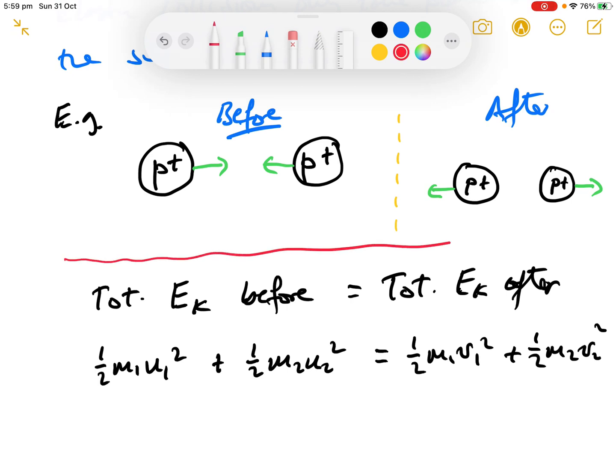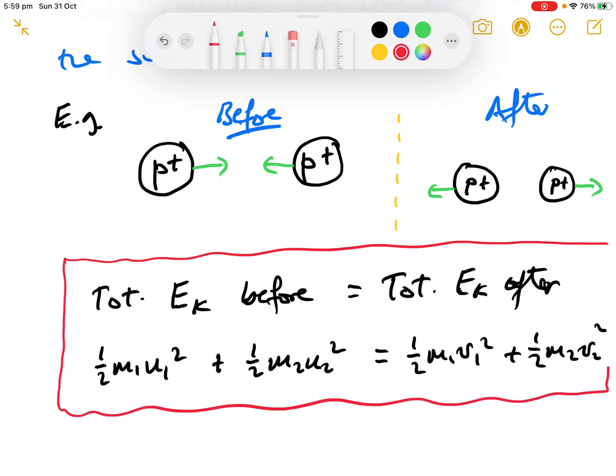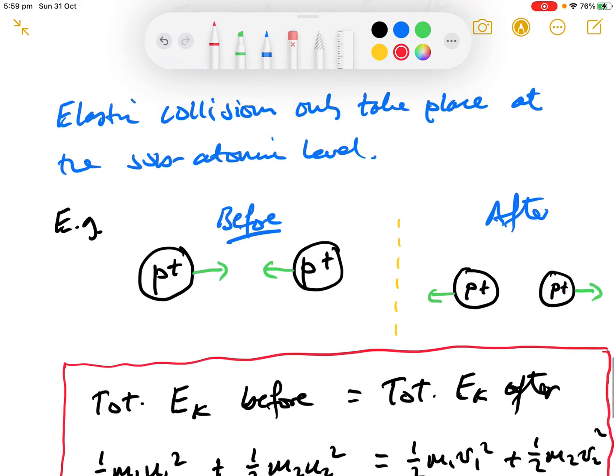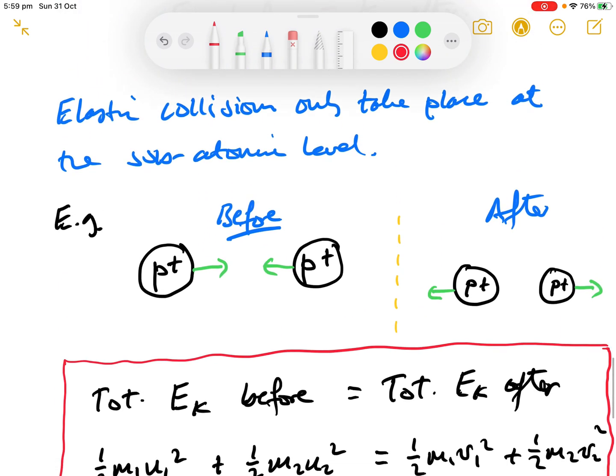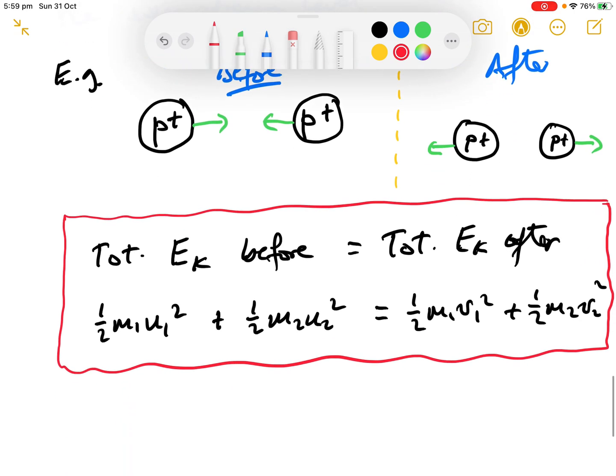Okay, so that would only be the case in a perfectly elastic collision. And as I've said, this really only takes place at the subatomic level. But you must always do the calculations of EK to check that the kinetic energy afterwards either does indeed equal the kinetic energy before in total, or is less than. And that allows you to decide whether it's elastic or inelastic.